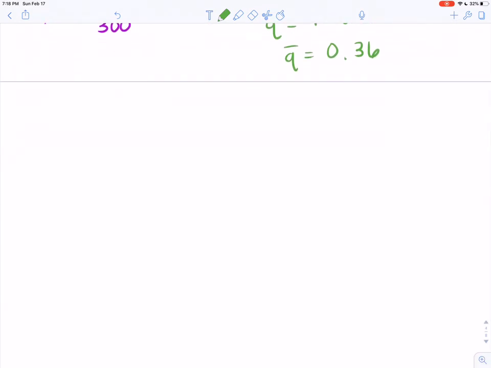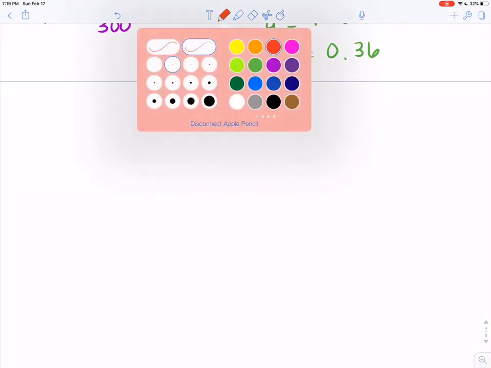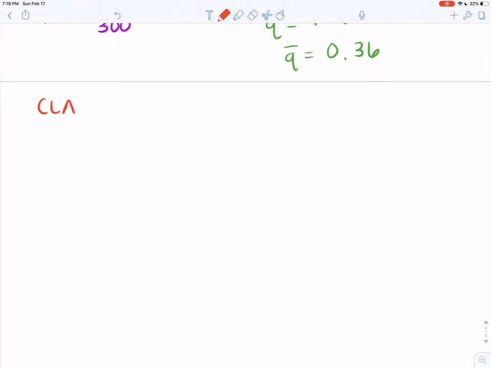Okay, so now we're ready to set up our test. Remember, we had a claim that P1 was less than P2: the proportion for the first group is less than the proportion for the second group. Just like I always do to set up my test, I'm going to look at the claim, and I'm going to look at its opposite.